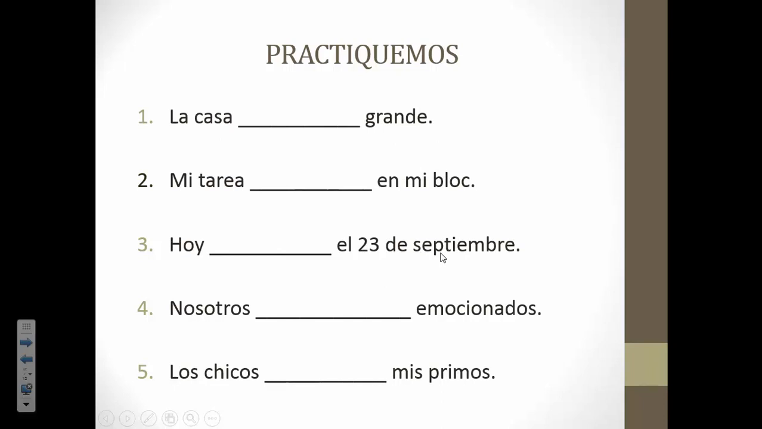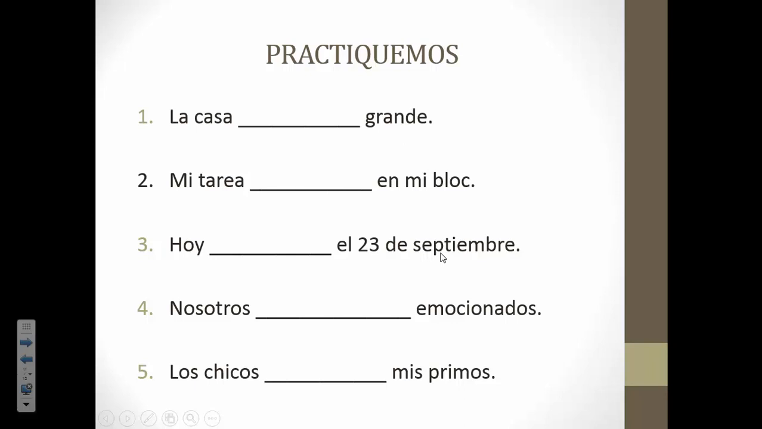Más práctica. Okay, the house is big. You're describing the house, or you're giving it a characteristic, so you want to use the verb ser. Okay, la casa es grande. Número 2, my homework is in my binder. So for this one, you're talking location, which would be estar. Okay, so mi tarea está en mi bloc.